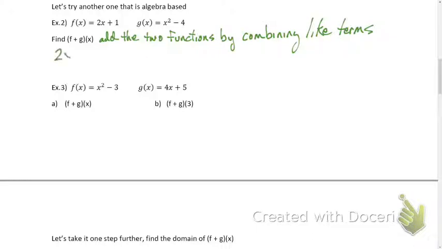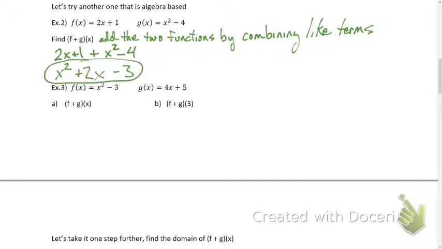We write function f plus function g, and you add like terms. I don't see anything other than an x squared for a squared term. So I like to lead with the biggest exponent. So x squared. I see a 2x, but I don't see another x term, so plus 2x. And then I see a 1 and a negative 4, so that adds up to negative 3. And that's it.